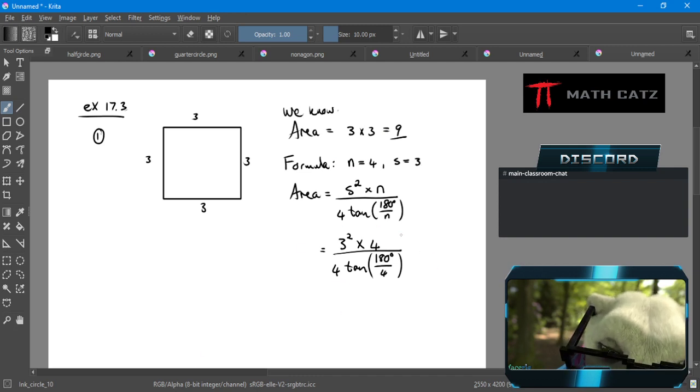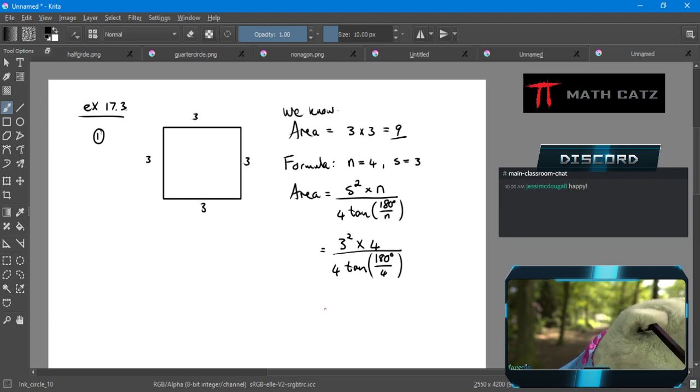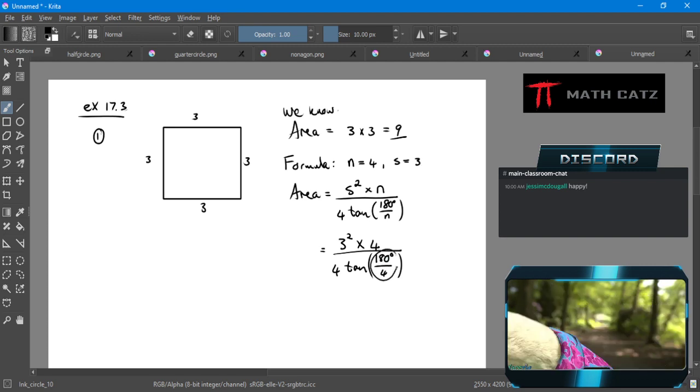Is everyone happy with how and what I plugged into the formula? No one is happy? Wow. One formula and everyone is unhappy? You don't have to memorize this formula. Okay, good. Now, we can simplify the inside of the tan function.